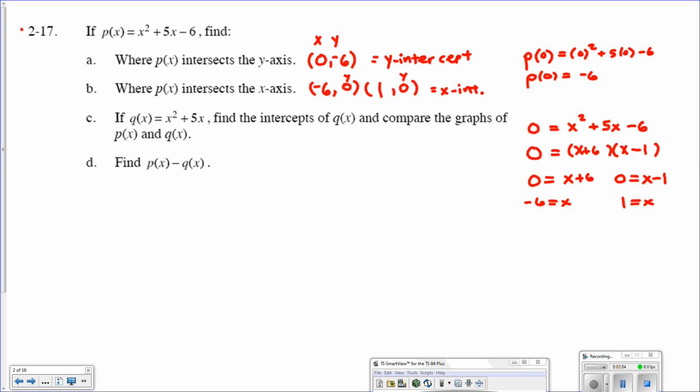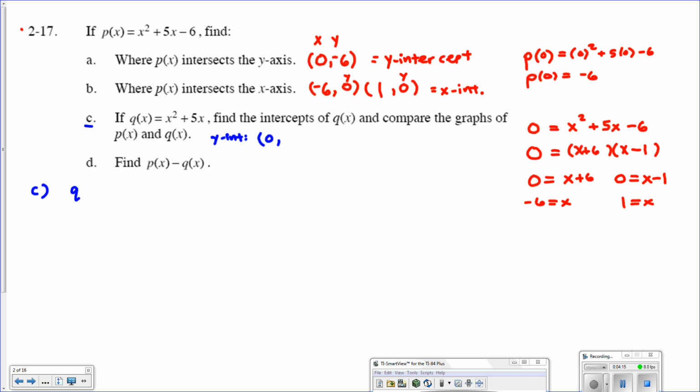And I'll switch colors for this one here. So this one we're doing in blue. So letter C. We're going to say here, if I want to get my y-intercept, remember I'm going to plug in 0 for my x. So my input is 0, let's see what the output is.